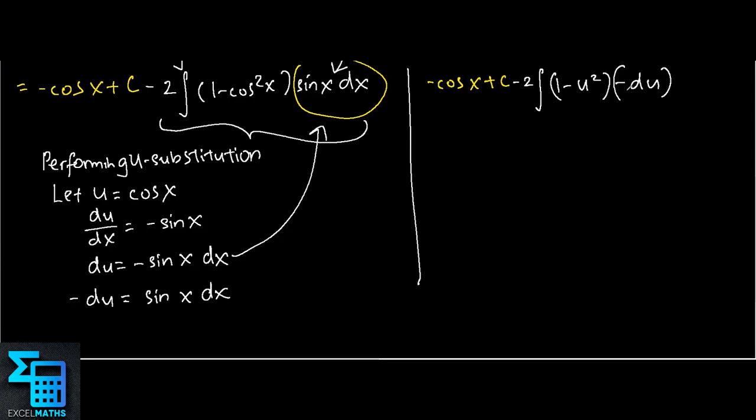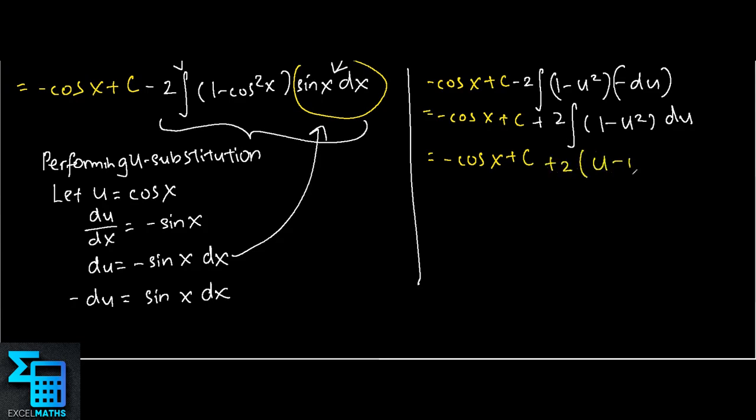We bring out this minus sign out of the integral, so 2 multiplied by negative makes up a positive. So this will be a plus 2 integral of 1 minus u squared du. Okay, and then I will just work out the integration. So the integration would just be 2 u minus u cubed over 3 plus c.